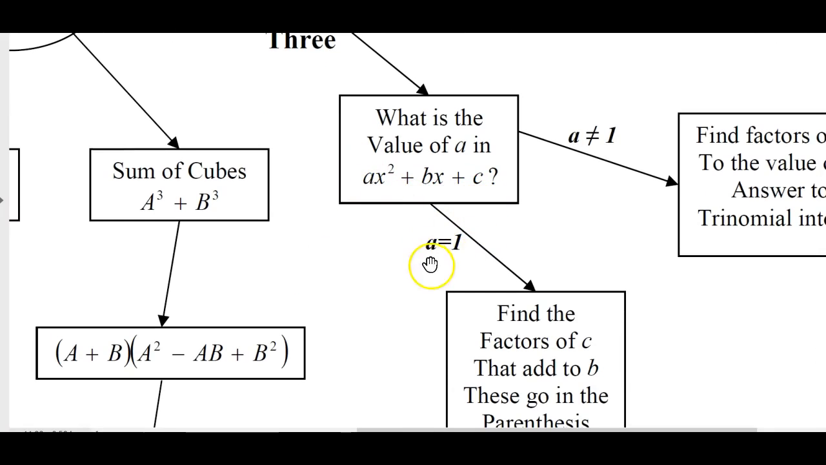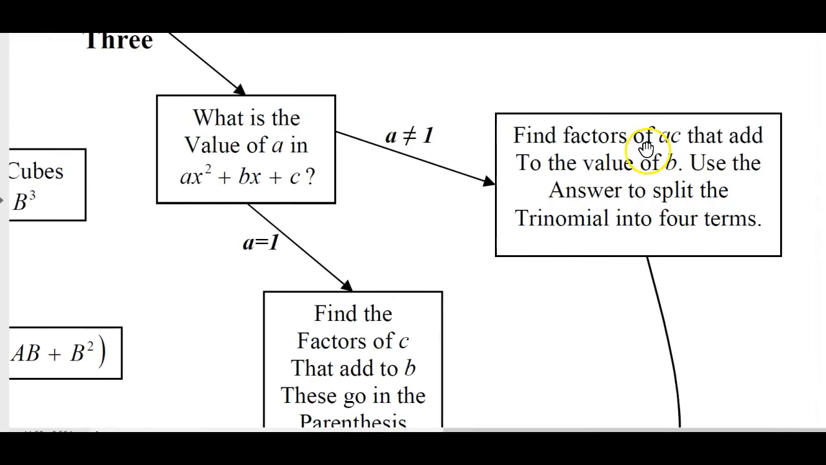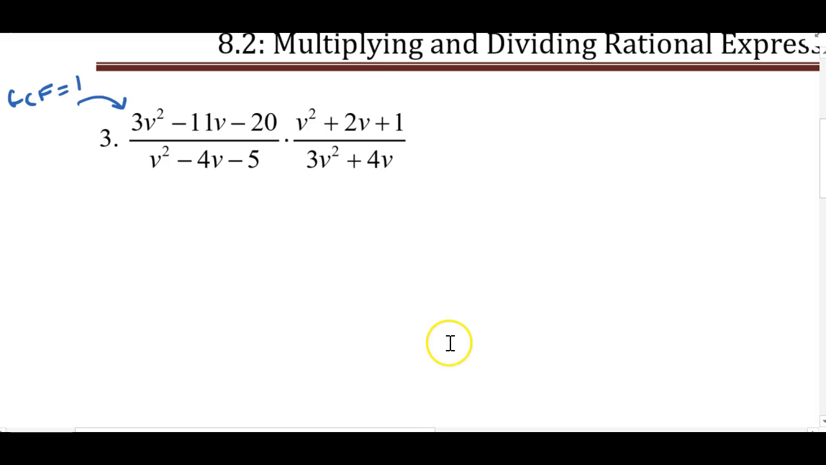Is the coefficient of the A here, right? It's the coefficient of the square term. In this case, the square term's coefficient is not 1, right? It's 3. So now we follow this path. The method is to find factors of AC, multiply A times C, that add up to B. That's the AC method. All right, so let's go back to our notes.